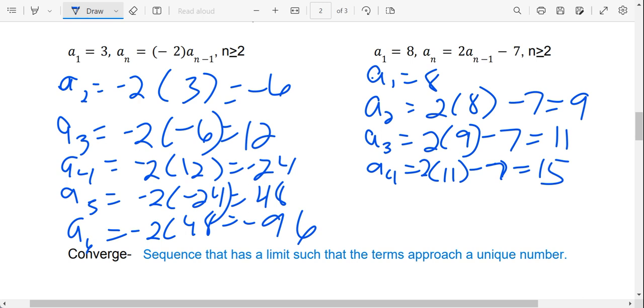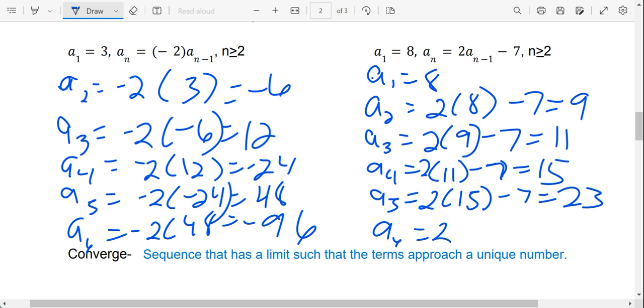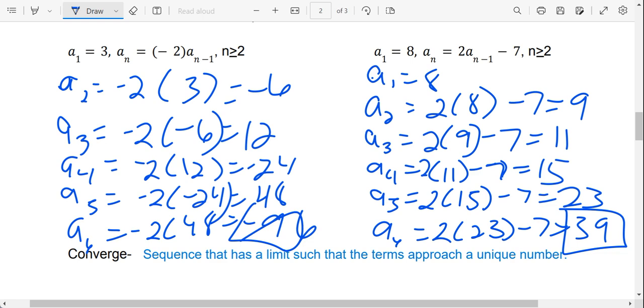And then we're going to do a sub 5. 2 times 15 minus 7 is going to get us 23. A sub 6, 2 times 23 minus 7 equals 46 minus 7, which is 39. So the sixth term is going to be 39.